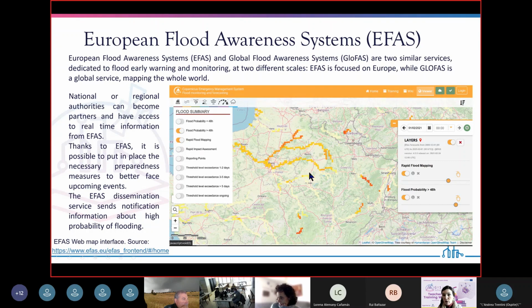But you can have also many more details. You can also access the information about the past events. So you can have lots of details with respect to floods.